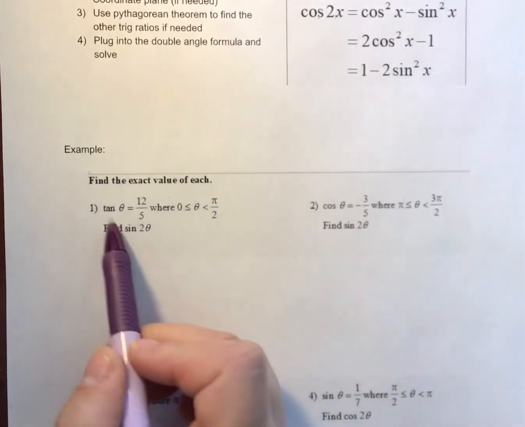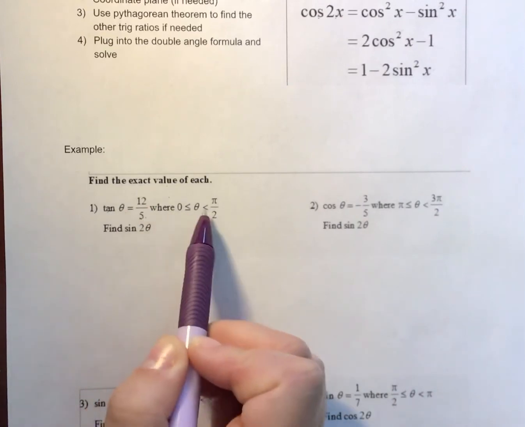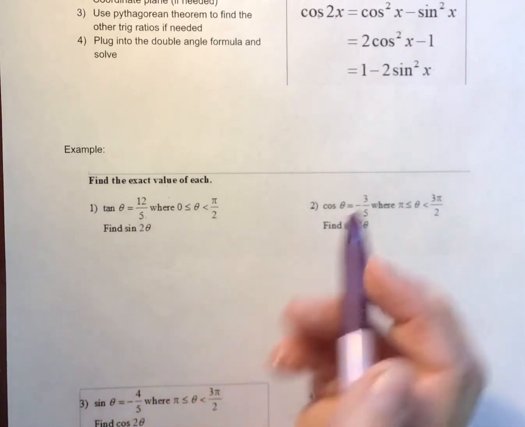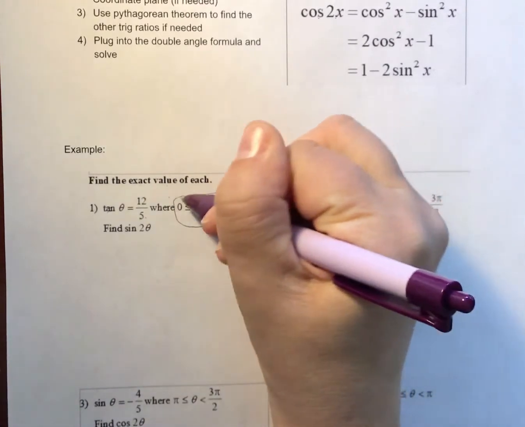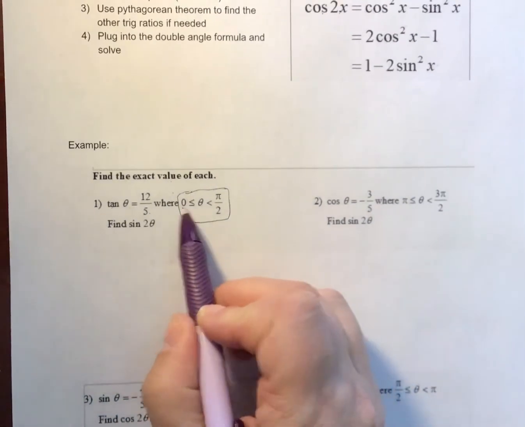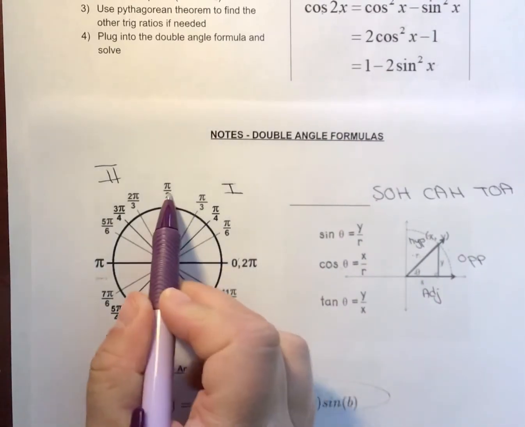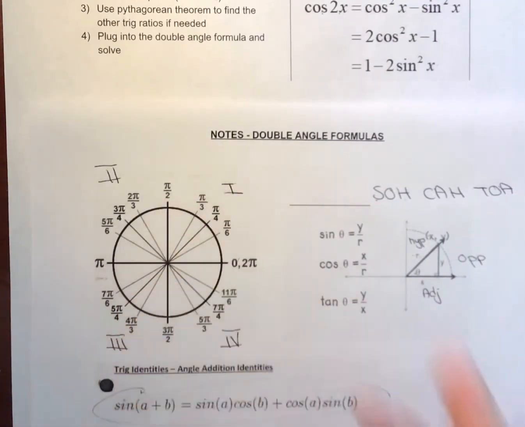Number 1: tangent is 12 over 5, where 0 is less than or equal to theta, less than or equal to pi over 2. These are our restrictions. This is going to tell us what quadrant we're looking in. So that's step number 1: use the restrictions to determine what quadrant you're working in. This says between 0 and pi over 2. So go back to your unit circle. Here's 0, here's pi over 2. So we're working in quadrant 1.